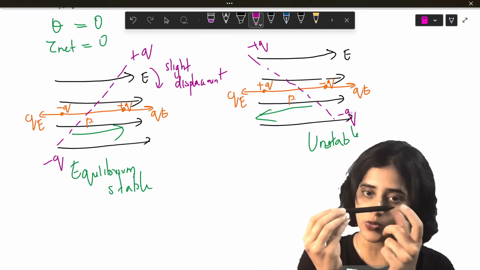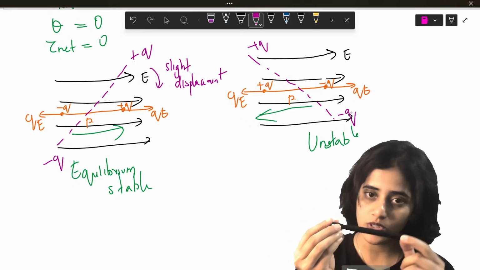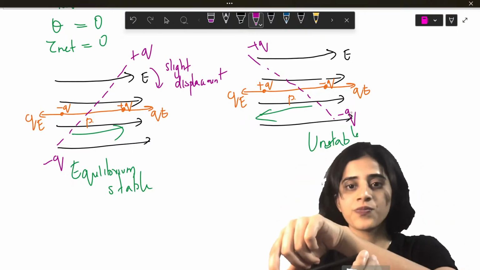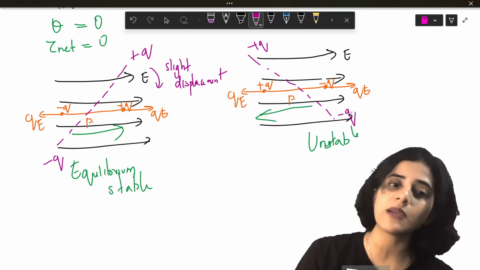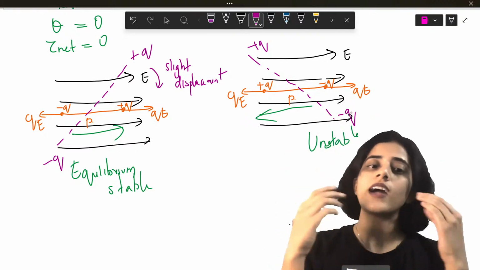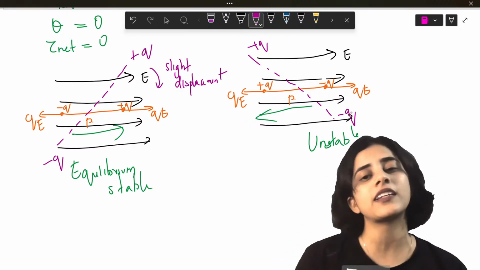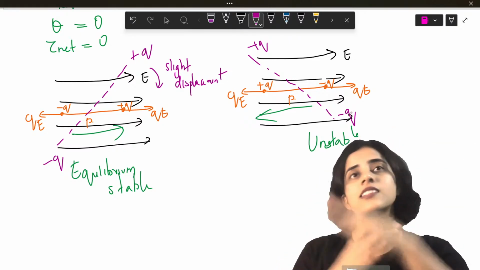So this is plus q. I move it like this. It doesn't come back, but it does this, because it is more stable like this. It is unstable because if you just displace it, it doesn't come back to its initial position. It takes the stable position.